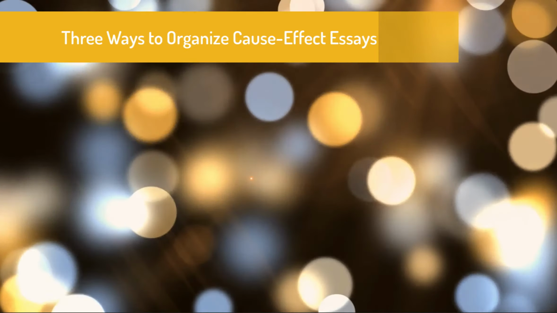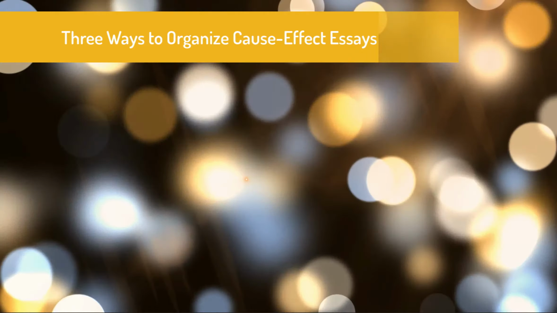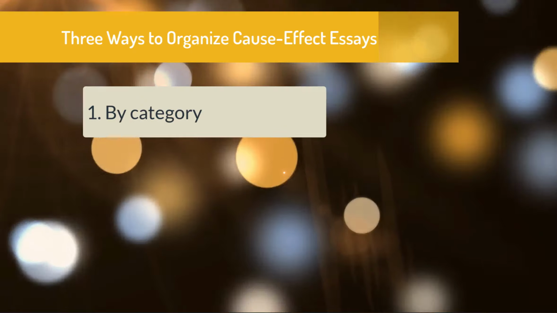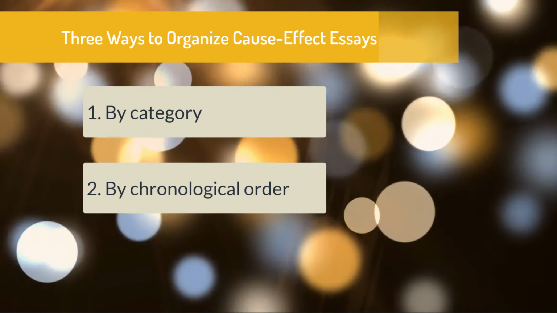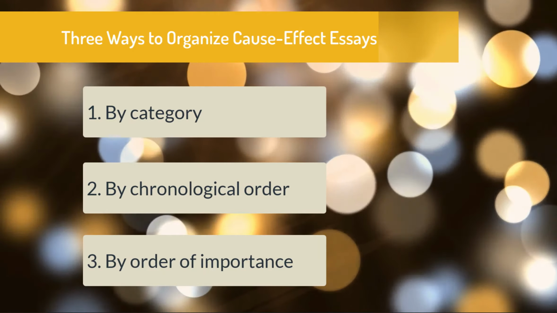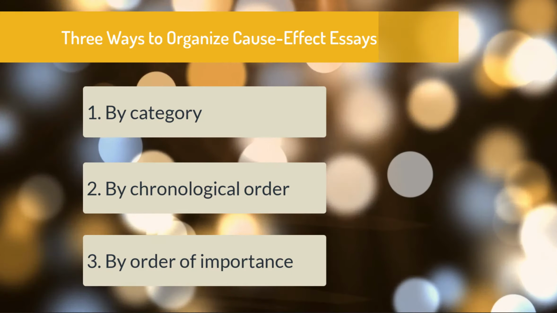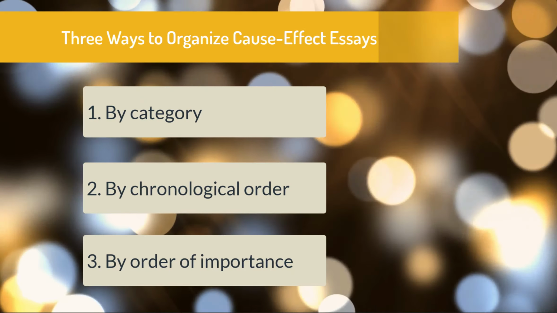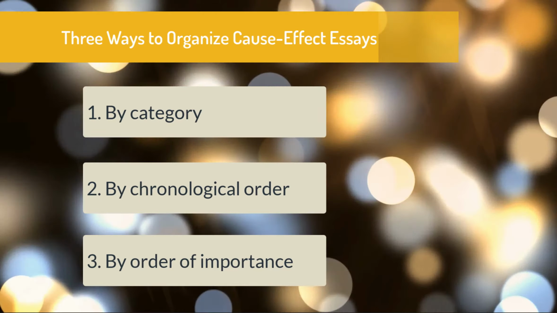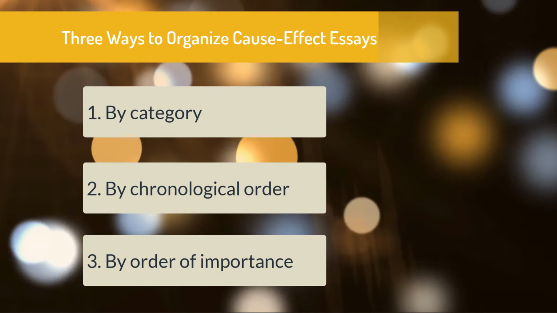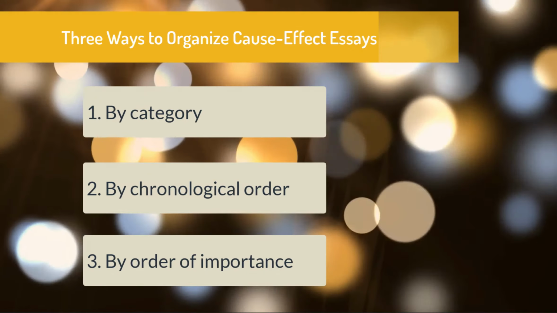thesis. In cause-effect essays, you can organize your supporting ideas in one of 3 ways: by category, by chronological order, or by order of importance. In good paragraphs, sentences are arranged in logical order. However, there is no one order that will work for every paragraph. So, let's look at each organizational pattern, starting first with organizing by category.